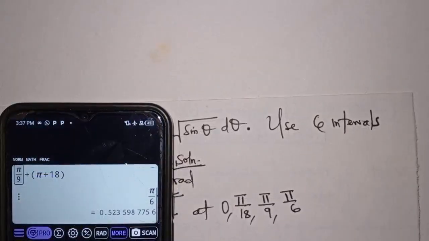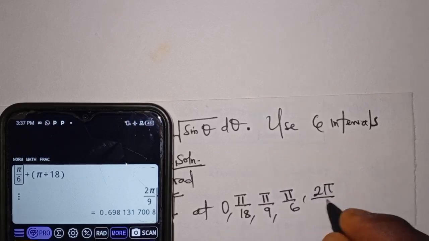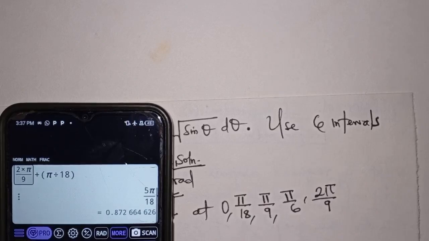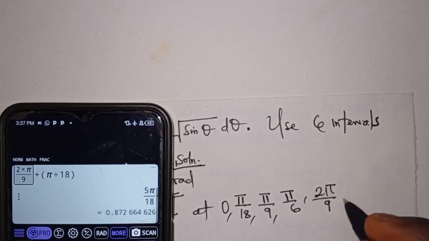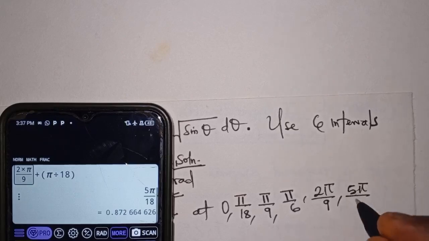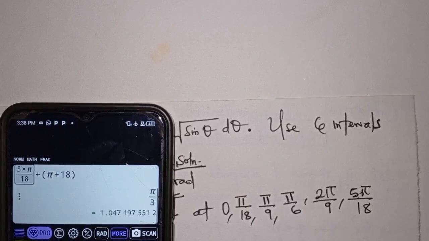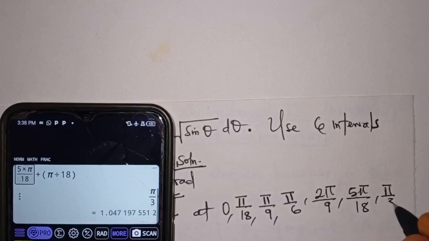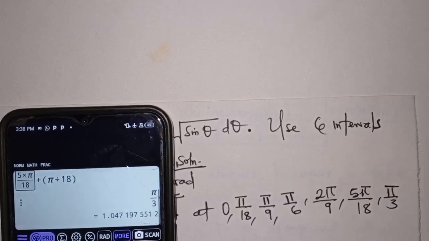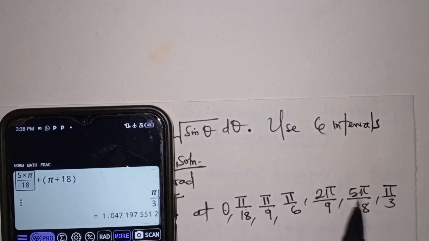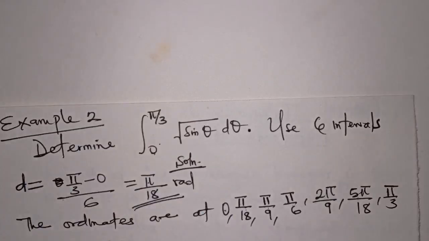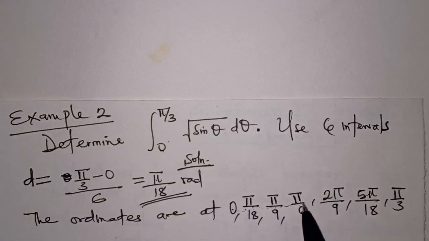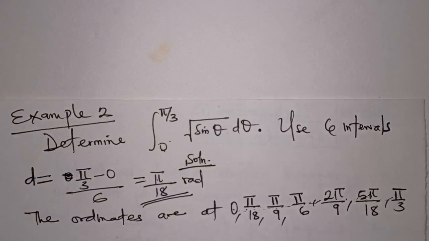Add pi over 18 to it again, you're going to get 2 pi over 9. Do same, you're going to get 5 pi over 18. And do same again, you're going to get the last one, which is pi over 3. So the ordinate will be at this point on the x-axis. 1, 2, 3, 4, 5, 6, 7. So 7 ordinates, 6 intervals. 1, 2, 3, 4, 5, 6.